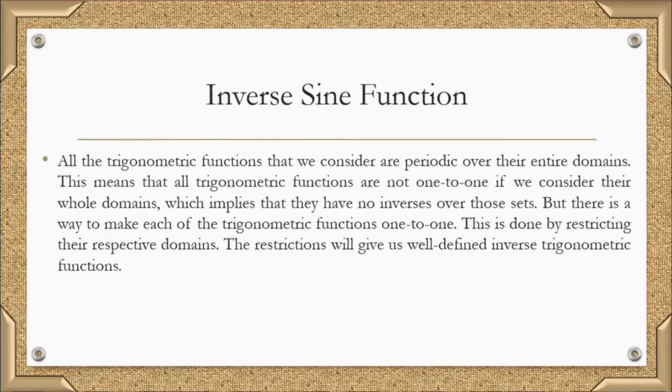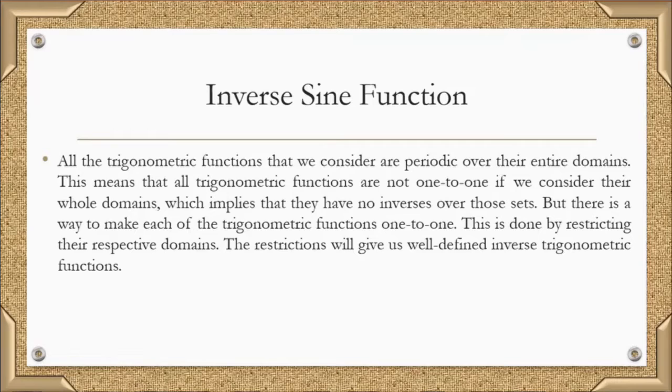All the trigonometric functions that we consider are periodic over their entire domains. This means that all trigonometric functions are not one-to-one if we consider their whole domains, which implies that they have no inverses over those sets. But there is a way to make each of the trigonometric functions one-to-one. This is done by restricting the respective domains. The restriction will give us well-defined inverse trigonometric functions.